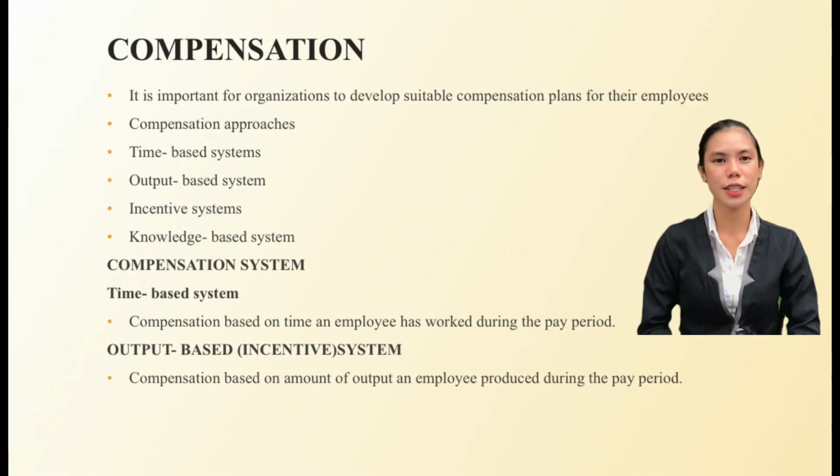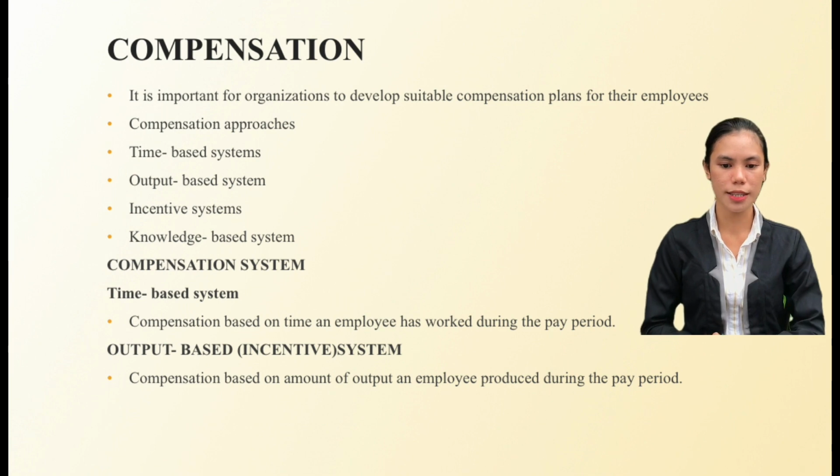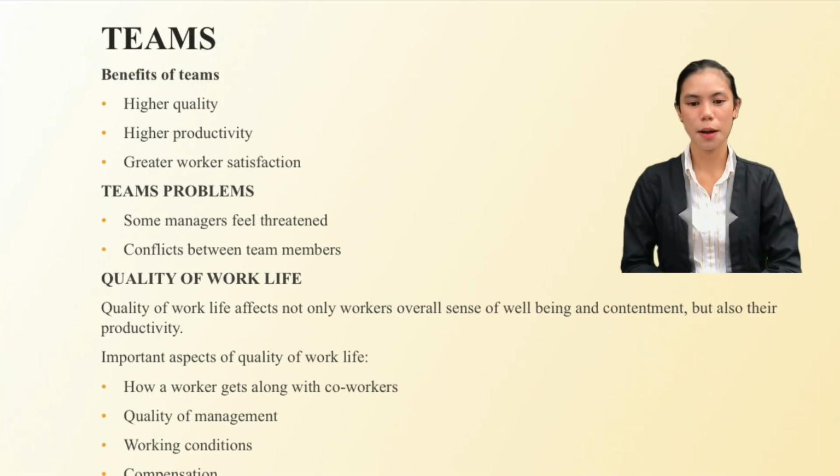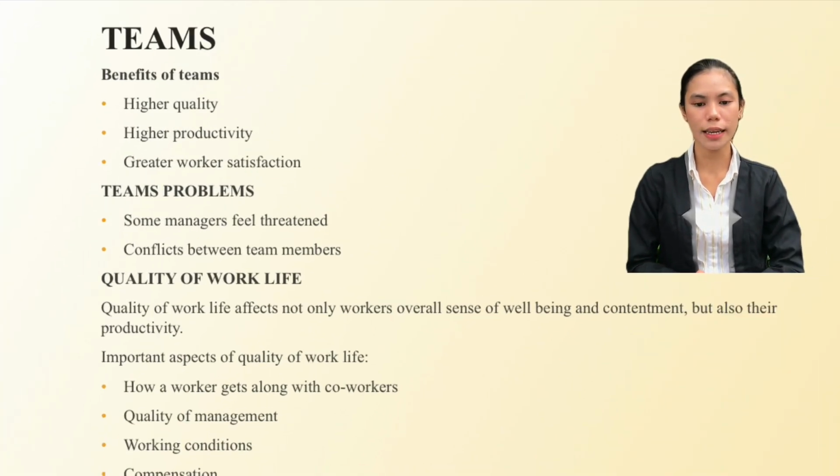Compensation. It is important for organizations to develop suitable compensation plans for their employees. Compensation approaches: time-based system, output-based system, incentive system, and knowledge-based system. Time-based system is compensation based on the time an employee has worked during the pay period. Output-based or incentive system is compensation based on the amount of output an employee produced during the pay period. Benefits of teams: first, higher quality; second, higher productivity; and last, greater worker satisfaction. Team problems: some managers feel threatened, and conflicts between team members.